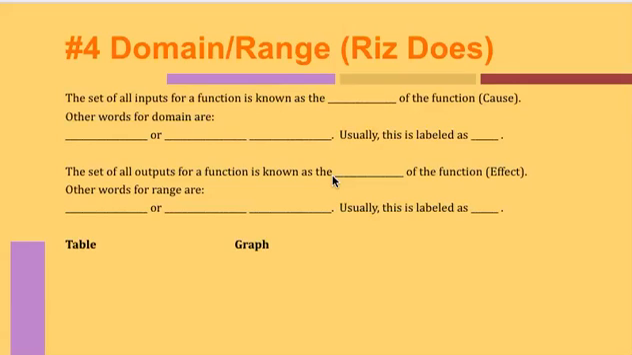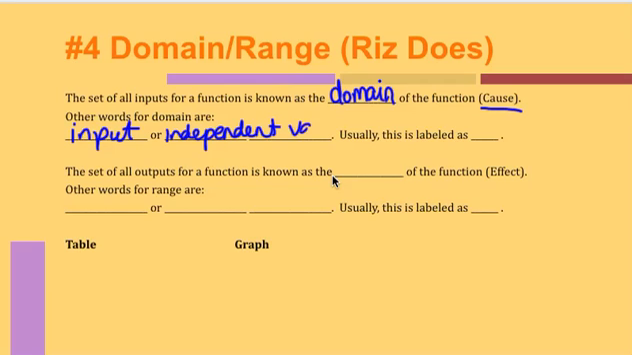This is a heavy lesson, so you want to make sure that you're following along, filling in the blanks. The set of all inputs for a function is known as the domain of the function, or the cause. Other words for domain are input or independent variable. Usually, this is labeled as x.